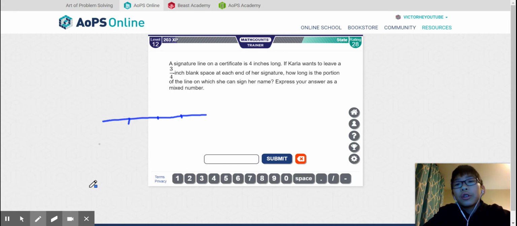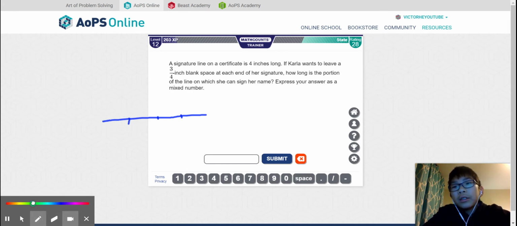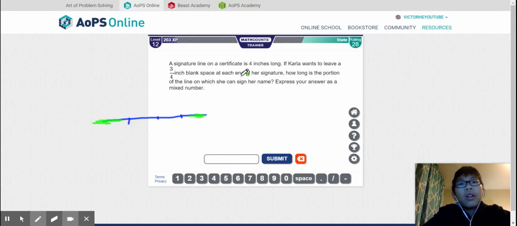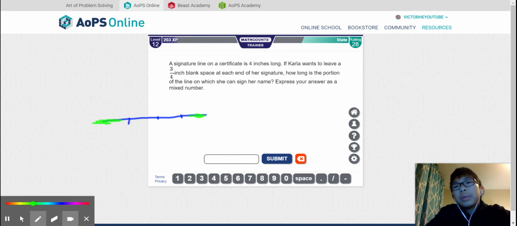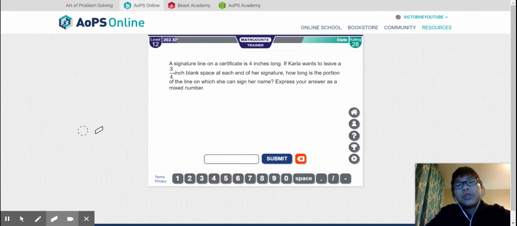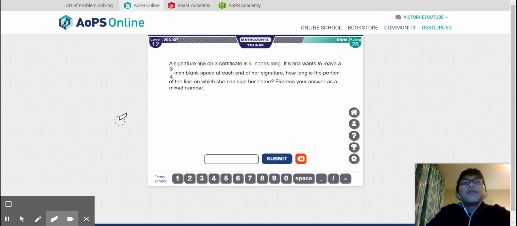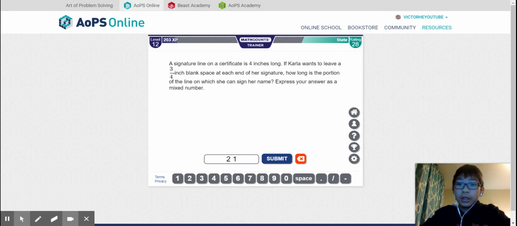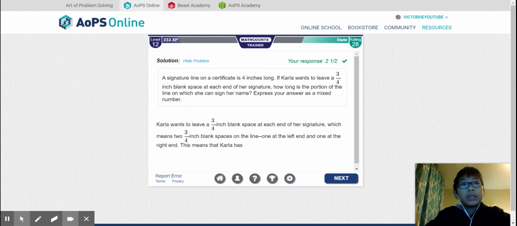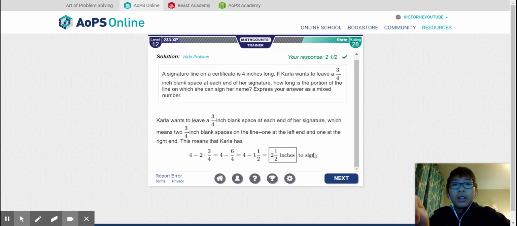So when she wants to leave a 3/4 blank space, we could say this part is blank. This part is also blank. How long is the portion of the line on which she could sign her name? So it should just be 4 minus 2 times 3/4, which is 4 minus 3/2, which is 2.5. It says expressed as a mixed number, so that's my answer. Okay, yeah, it's okay. I thought it was a bit trickier, but yeah.